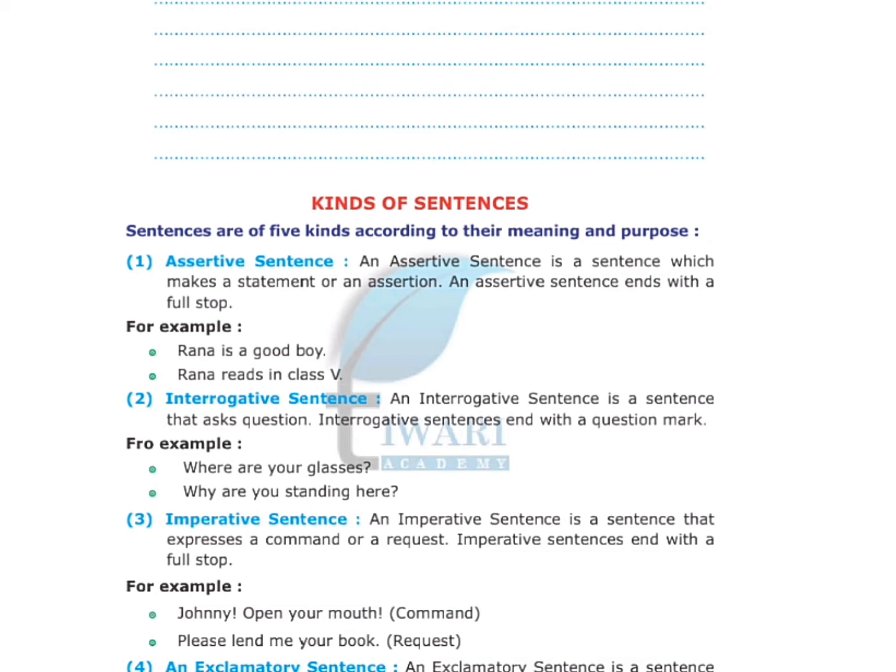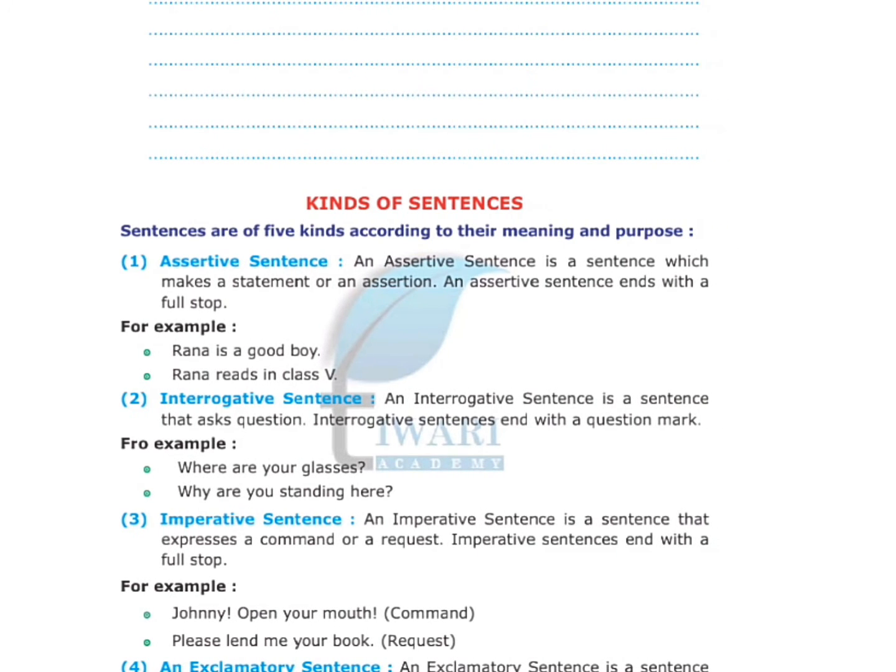It's an assertive sentence, a simple sentence. In the end you have to put the full stop, and the first word should be written in a capital letter. Okay, Rana reads in class 5th. Then in the end you have to put the full stop. Okay, interrogative sentence. An interrogative sentence is a sentence that asks a question, with a question mark in the end. Okay, where are your glasses? Where are you going? Why are you standing here? These are interrogative sentences.